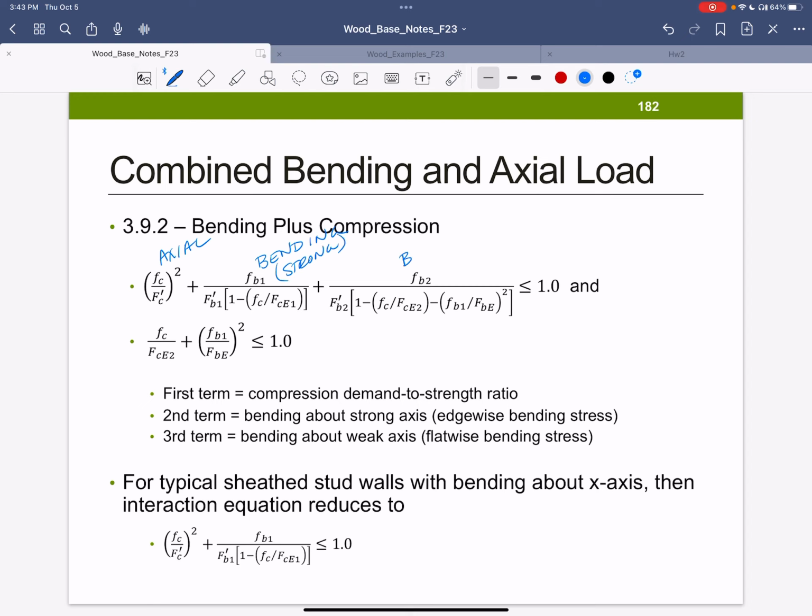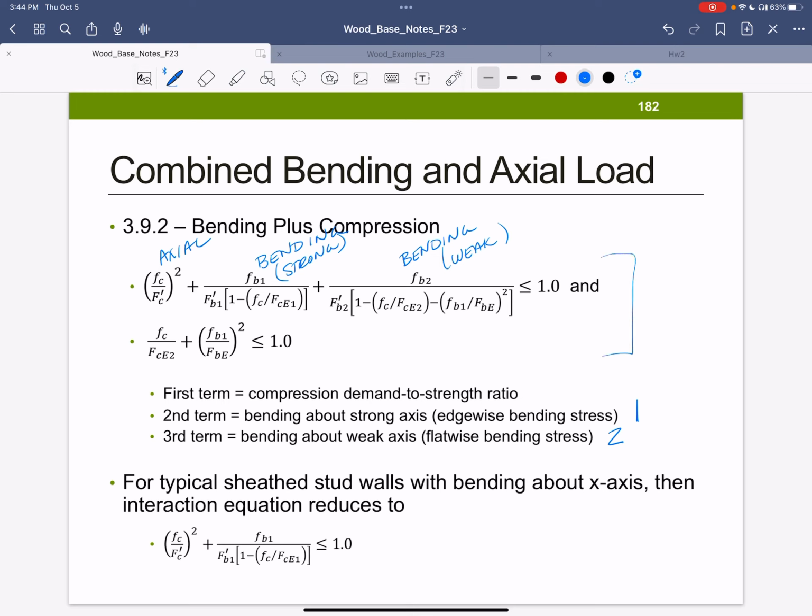And then here we've got bending in the weak axis, okay? In other words, the second term, we use subscript 1 for strong axis and subscript 2 for weak axis, and the first term is what we already dealt with, axial compression. Okay? And so we'll use these formulas.